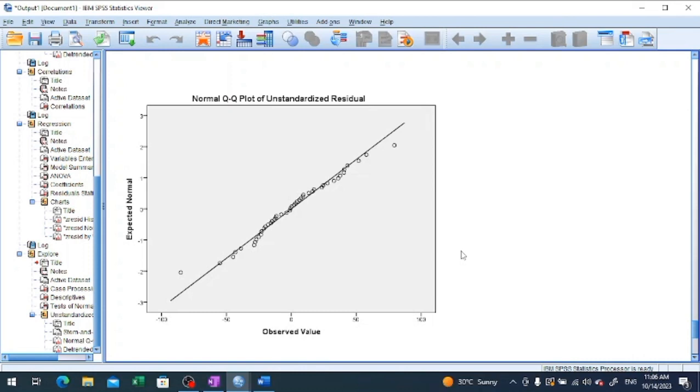Only two observations, this one and this one, are slightly deviated from the line, and they are not affecting the normal behavior of the majority of dots, because majority rules always. We generalize things on the basis of the behavior of the majority of data values. The majority of data values are following the normality pattern here on this normal QQ plot.